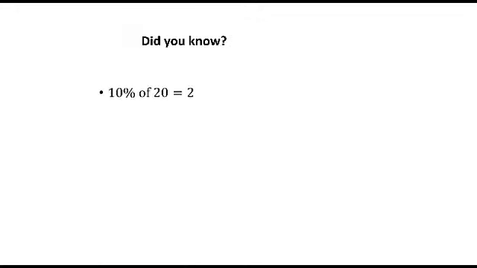Did you know that 10% of 20 equals 2? Here you have 2-digit numbers, both end with 0. So you just multiply the first digits, 1 times 2, and you have 2. Similarly, 20% of 30 equals 6.